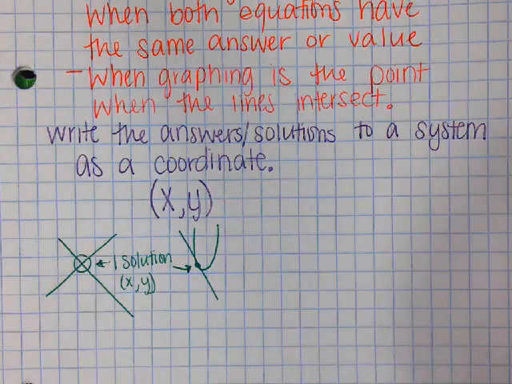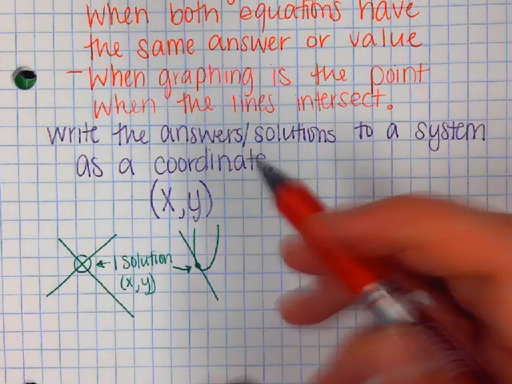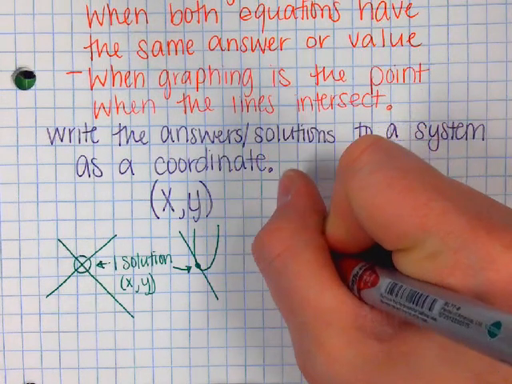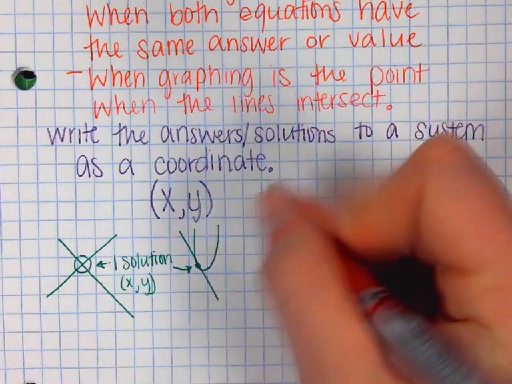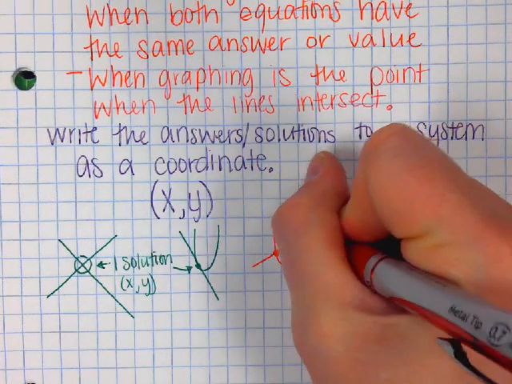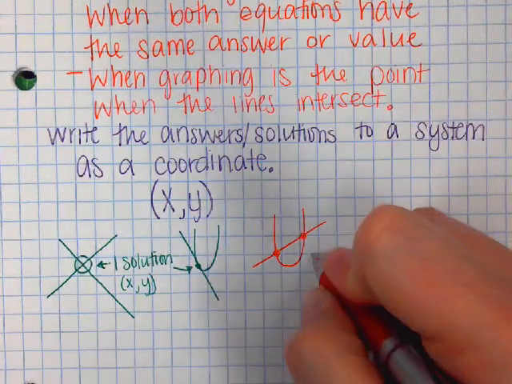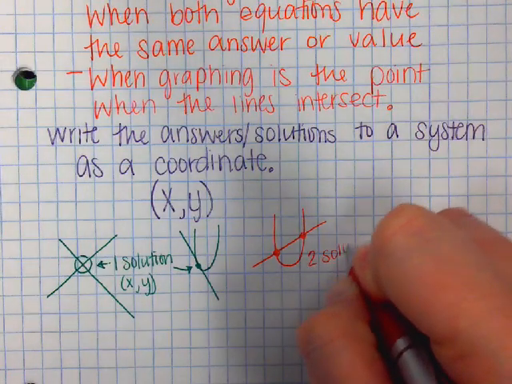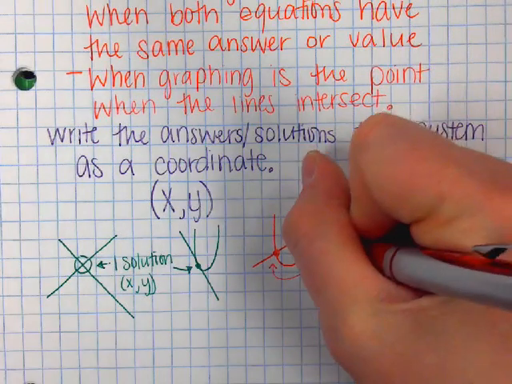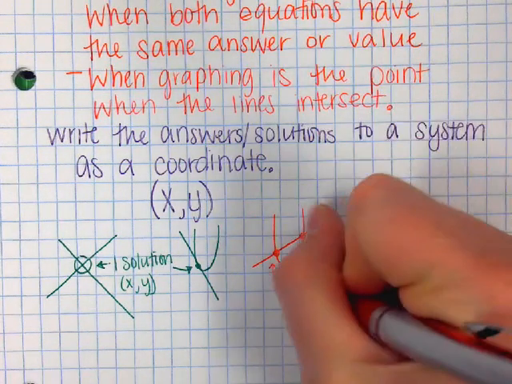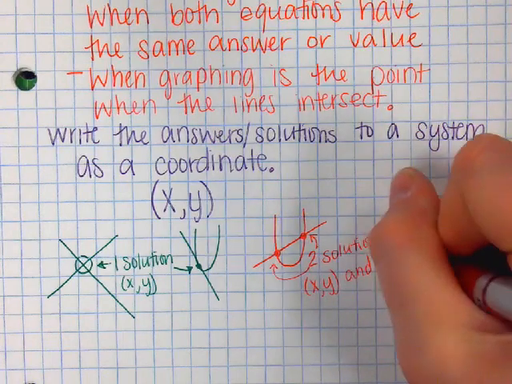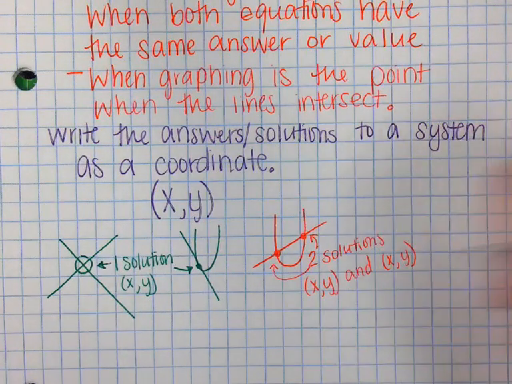Okay, you can have two solutions. You can't have two solutions when you're talking about lines, but if you're talking about a parabola and a line, you would have two solutions, one right there and one right there. And you would write it as x comma y and x comma y.